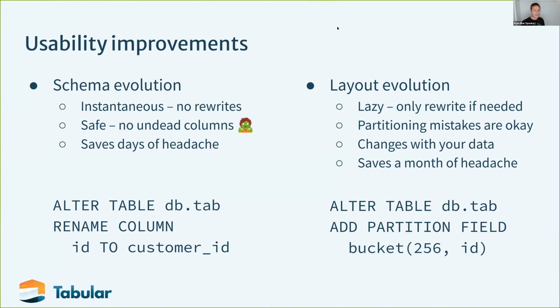It needs to be instantaneous. We don't want to go rewrite an entire table worth of data just to rename a column. That's not really true schema evolution. That's just a really expensive table rewrite that happens when you run a DDL statement. The next thing is that it needs to be safe. Using both ordinal-based and name-based schema or column resolution just doesn't yield the right result.